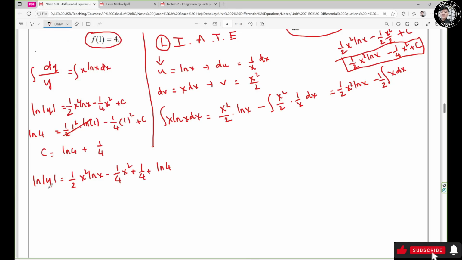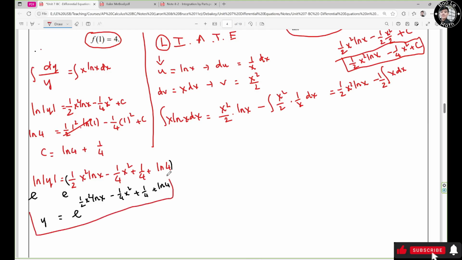Now I need to solve for y, so I need to exponentiate both sides, right? So we have e raised to this one equals e raised to the whole thing right here. So you have absolute value of y equals e raised to this one, right? Now since the initial condition is positive, I can eliminate the absolute value sign right here. This one is the answer. Remember, the domain for this equation is s greater than 0 because you have natural log of s right here, which is defined when s is greater than 0. Alright, so keep that in mind.